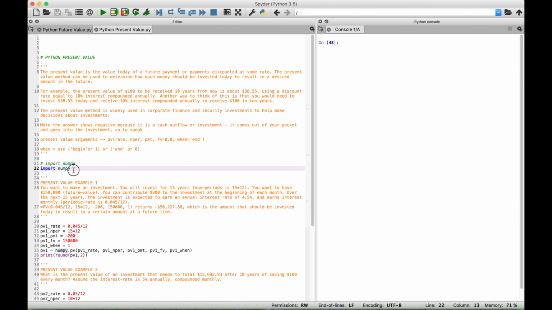The first thing you want to do is import the NumPy extension. And here we have our first example. So you want to make an investment. You will invest for 15 years. And we need to do something special with the number of periods. And we'll go over that in just a second.